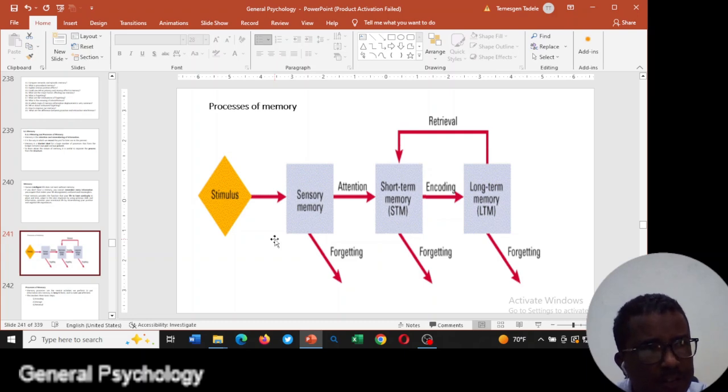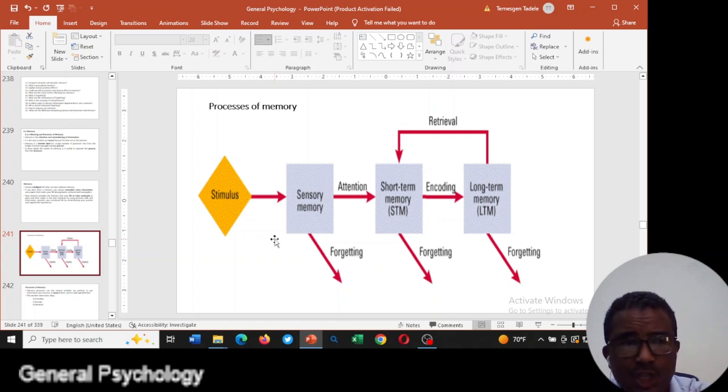The information collected at sensory memory will pass to short-term memory, or STM. If we give attention, information can easily transfer from sensory memory to short-term memory. Then if we repeat, if we rehearse that information again and again, the information available in short-term memory will go to long-term memory. Long-term memory, LTM, is the last step of the memory process.